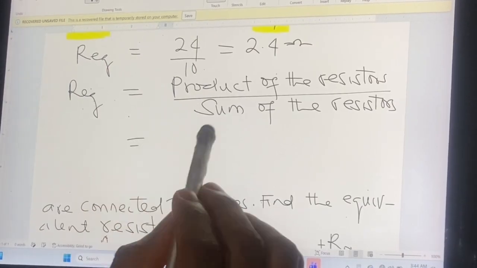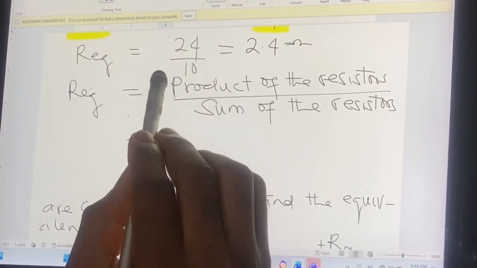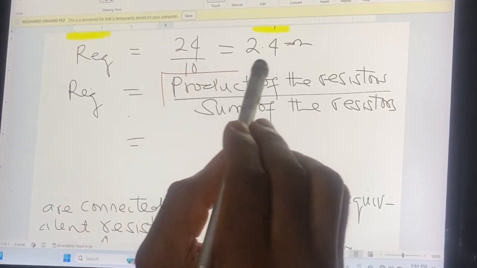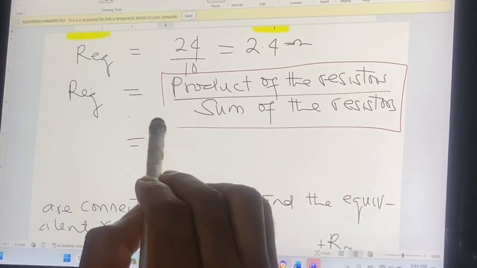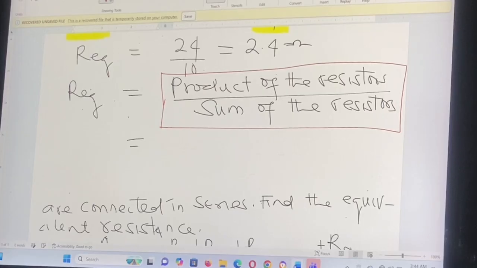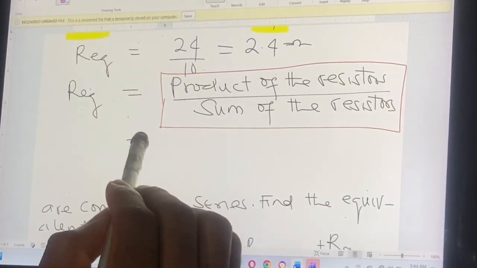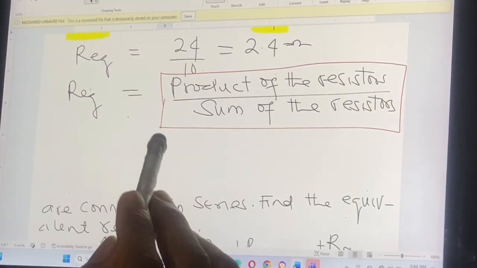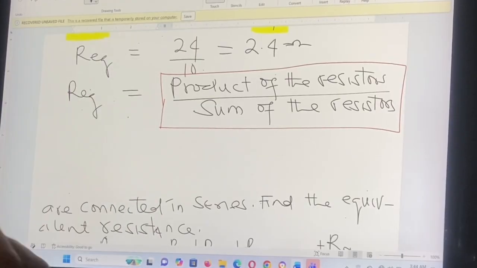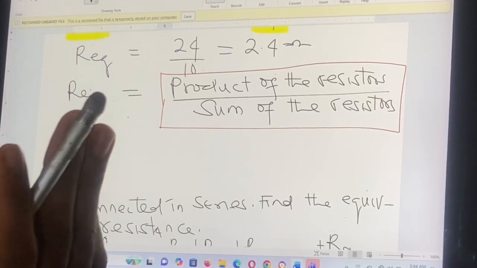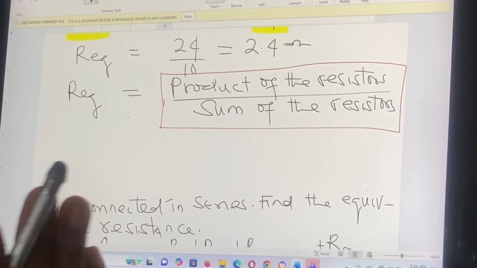Let's solve this here. We only use this particular formula if the resistors are two only. Please take note of this. If the resistors are two, we use this particular formula. But if it's more than two, please, we don't use this formula. We use the previous method to solve, by looking for the LCM.